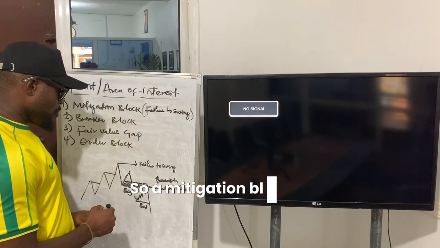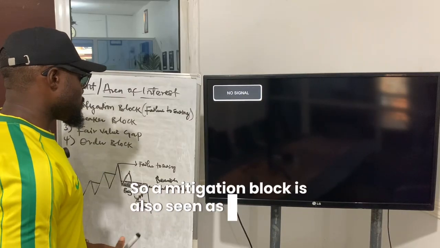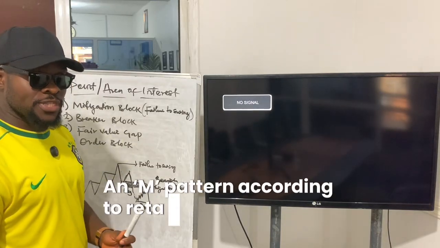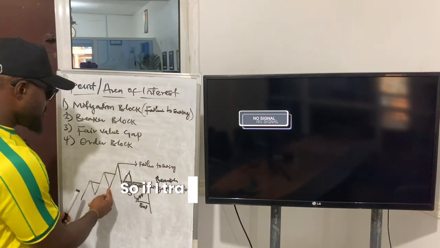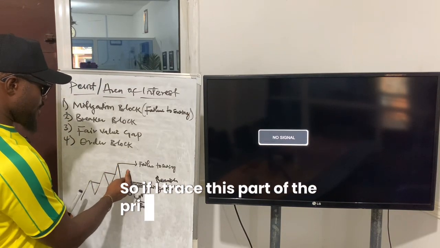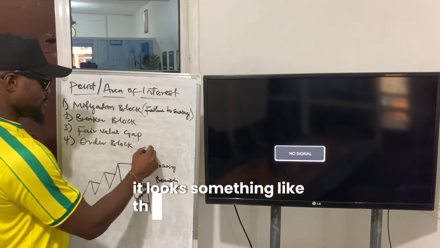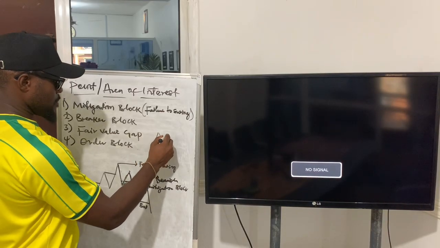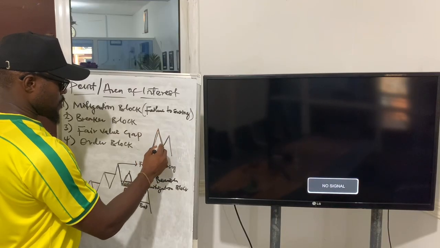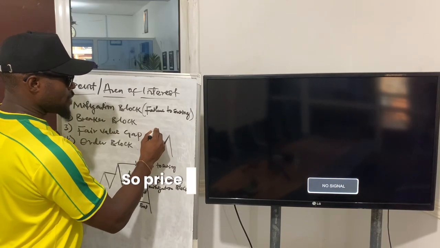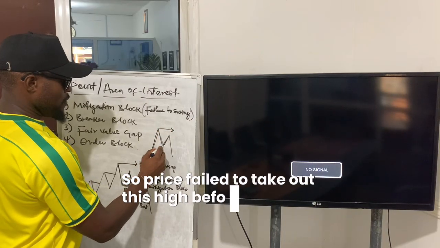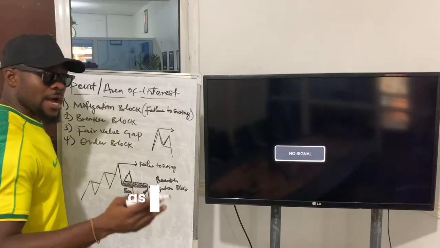So a mitigation block is also seen as what? An M pattern according to retail traders. So if I trace this part of the price leg out, it looks something like this, right? So price failed to take out this high before breaking structure to the downside, as well known as what?